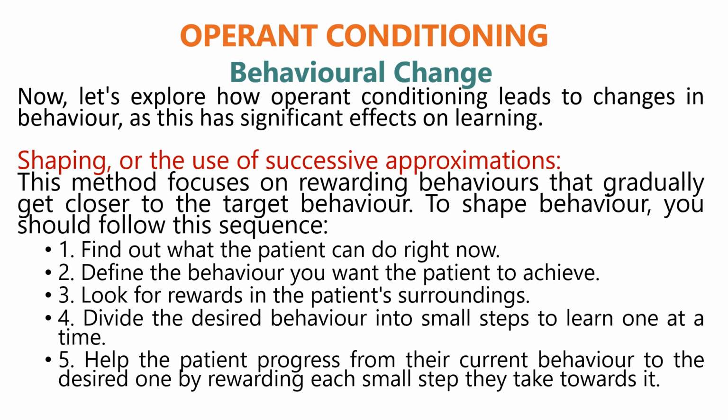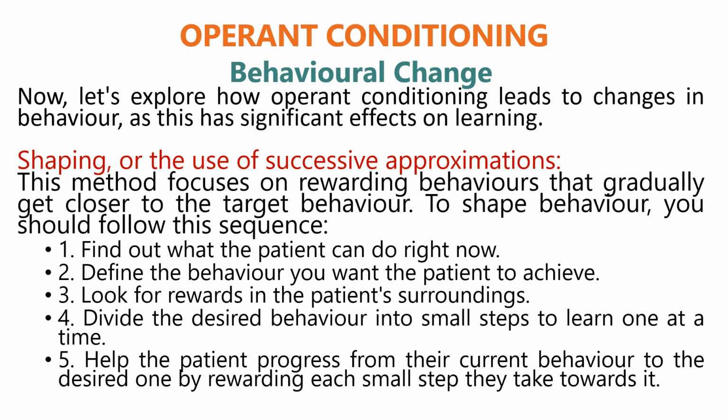Now let us explore how operant conditioning leads to change in behavior, as this has a significant effect on learning. The method focuses on rewarding behavior that gradually gets closer to the target behavior. To shape behavior, one should follow this sequence. The first is to find out what the patient can do right now. Define the behavior you want the patient to achieve. Look for rewards in the patient's surroundings. Divide the desired behavior into small steps to learn one at a time. Help the patient progress from their current behavior to the desired one by rewarding each small step they take towards it.